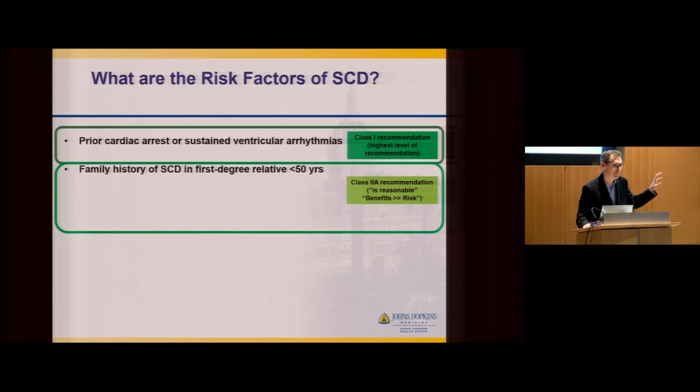That is easy, but what about for patients who never had a cardiac arrest? How do I identify those who may be at highest risk? We know that there are several risk factors. One, if you have a family history of sudden cardiac death in a first-degree relative before the age of 50.